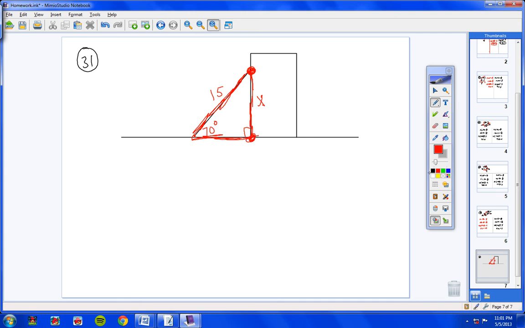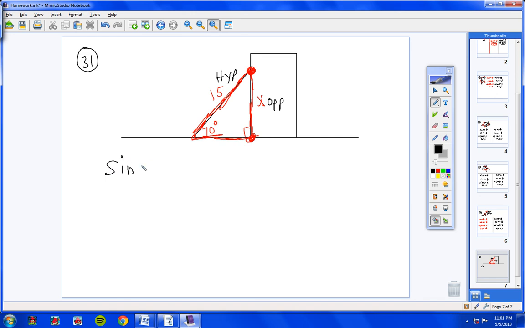So I have a question for you. Would you please listen to me and watch? See this 70 degrees? Do you see that? Go straight across. What do we call this? X. Opposite. See this right angle here? Go straight across. What do we call 15? Hypotenuse. What two sides do you have? Opposite and hypotenuse. Now think of your trig functions.